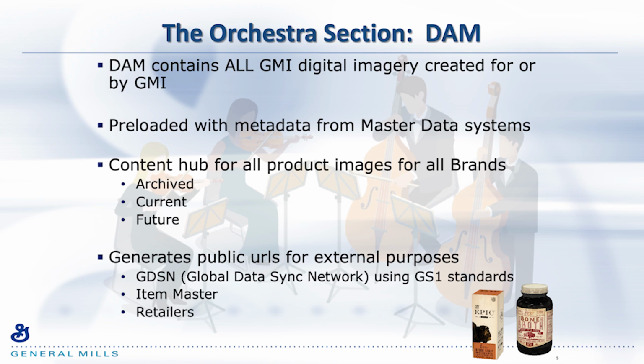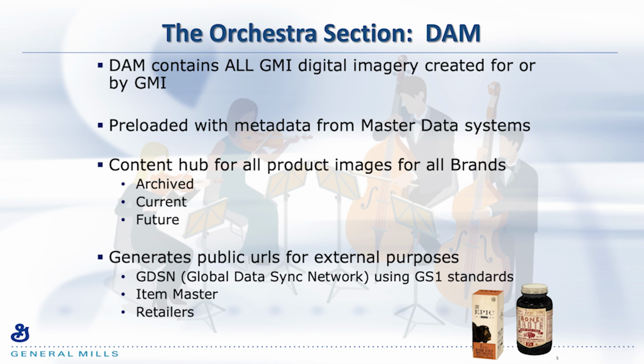So the DAM section at General Mills is a content hub of all things that are created for or by General Mills, so all of our digital content. And we preload that DAM with metadata from our master data systems. So I can use whatever I'm putting in there to link to my assets, however I so choose to use it. This content hub for us is all brands, all product images for everything in General Mills. So it's not just our key brands, it's all our brands. And it's the past ones, it's the current ones, and it's the future ones. So things that might not yet be in market, things that are in market, things that may no longer be in market. And the DAM is the source for all of those things.